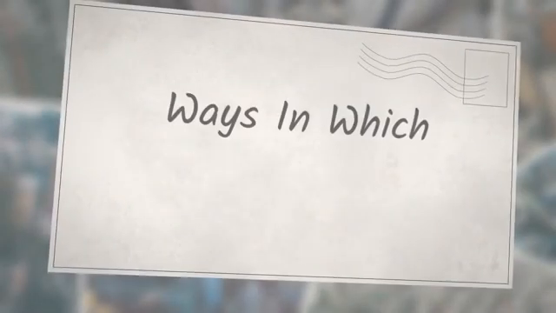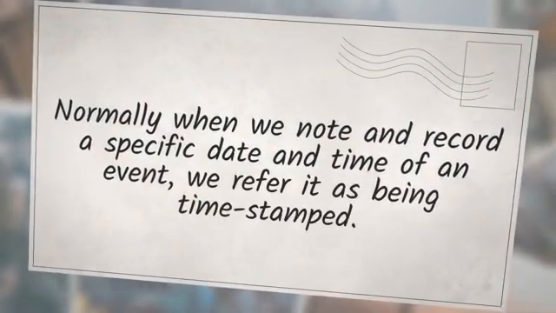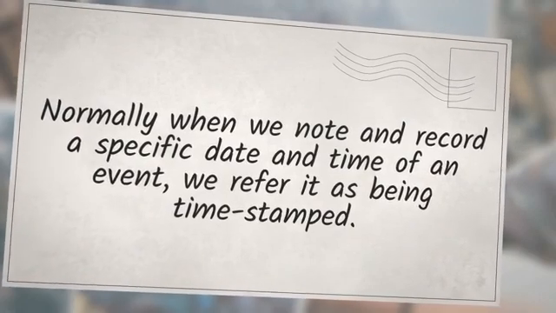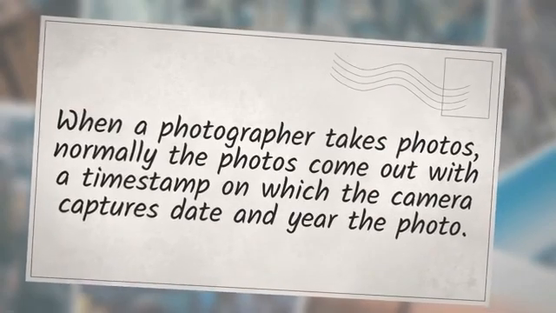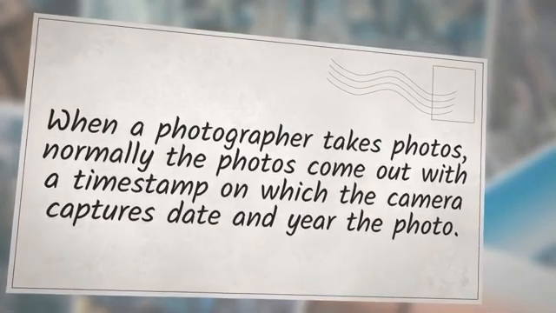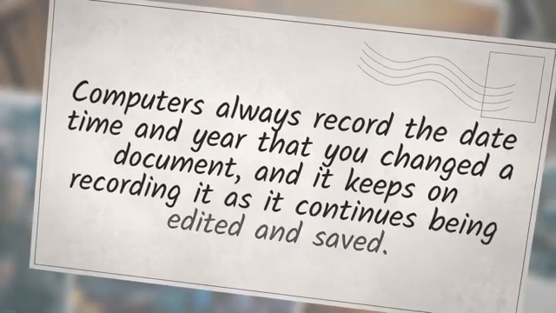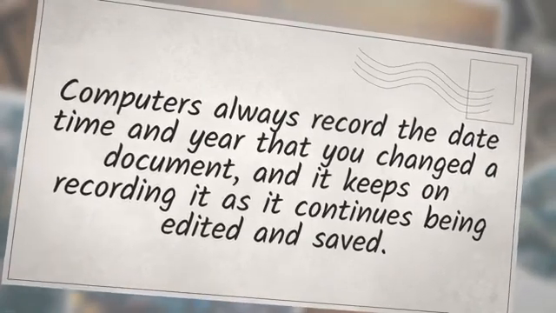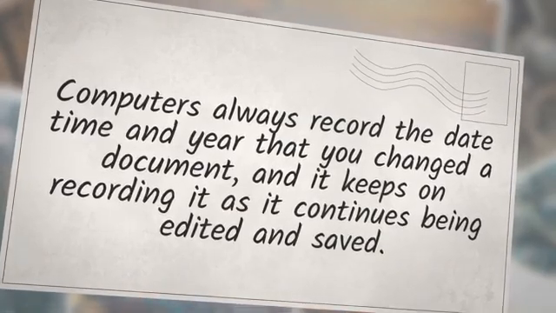Ways in which timestamping can be experienced. Normally, when we note and record a specific date and time of an event, we refer to it as being timestamped. When a photographer takes photos, normally the photos come out with a timestamp on which the camera captures the date and year of the photo. Computers always record the date, time, and year that you changed a document, and it keeps on recording it as it continues being edited and saved.